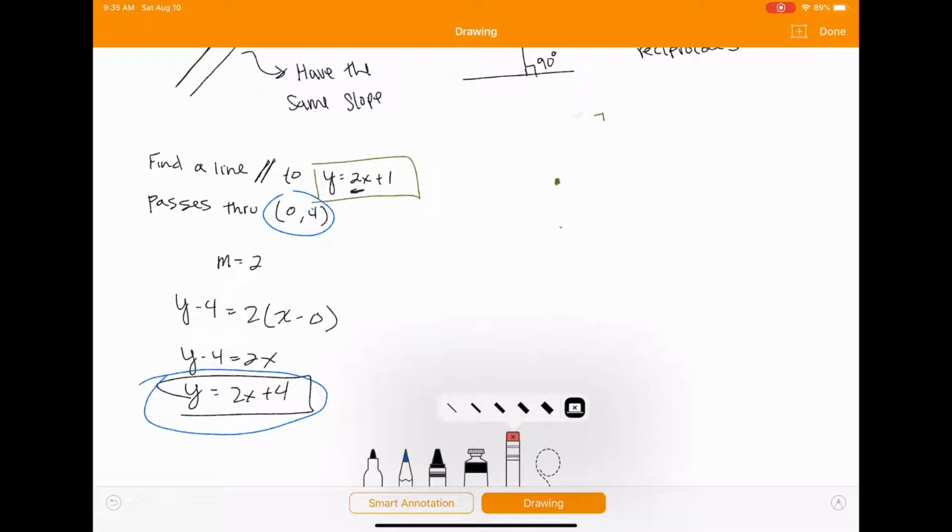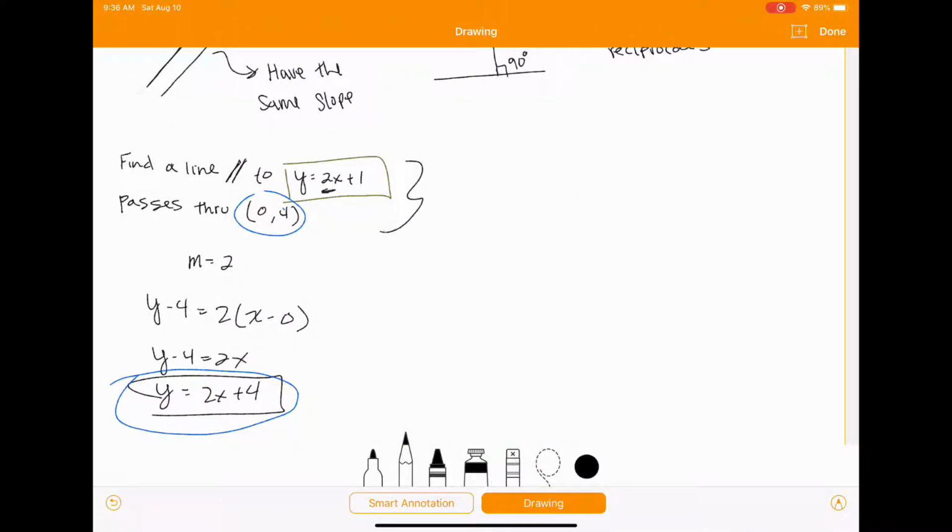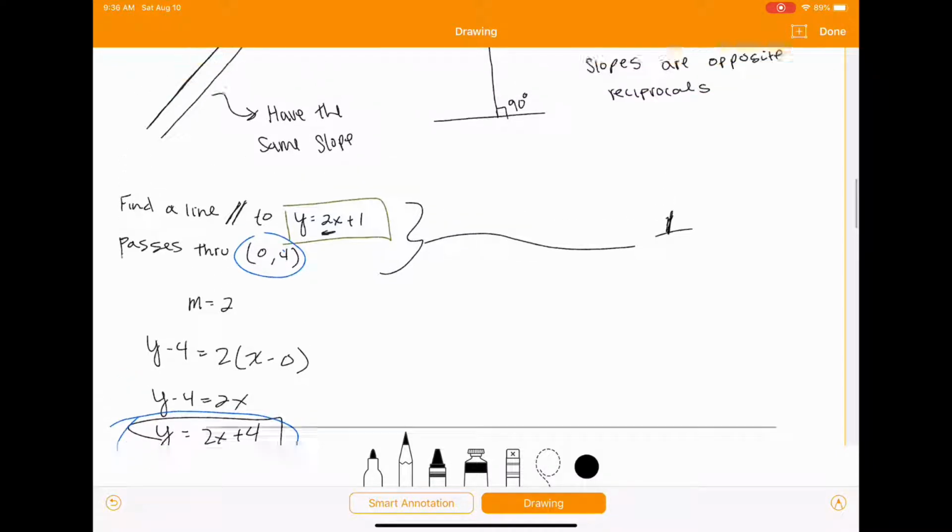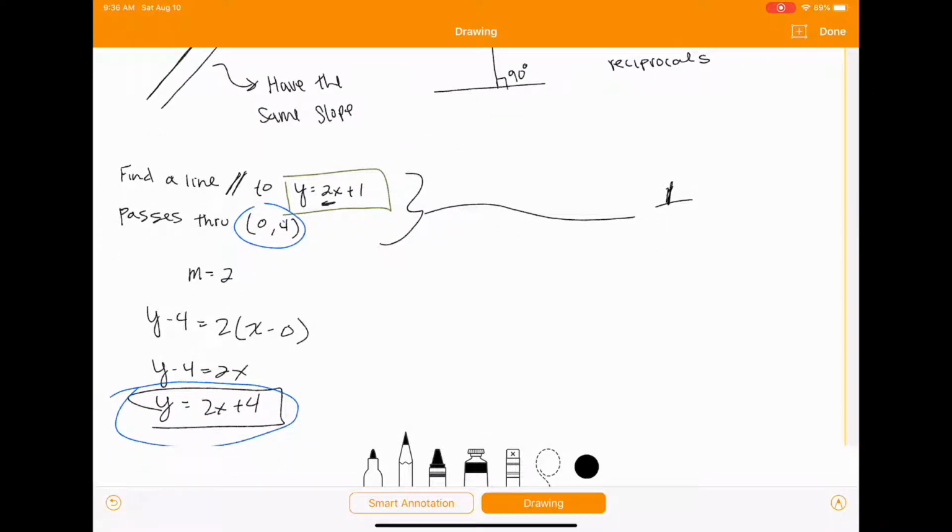So there's that. Now, if we wanted to do lines that were perpendicular to each other, so let's do the same thing, except now we want to know perpendicular. So perpendicular, again, have slopes that are opposite reciprocals. So for a perpendicular line, m perpendicular is going to be equal to the opposite reciprocal of 2. So opposite is going to mean that you add a negative sign to it, and then the reciprocal means you flip the fraction. So here we've got 2 over 1. So to become a reciprocal, we're going to do 1 over 2.